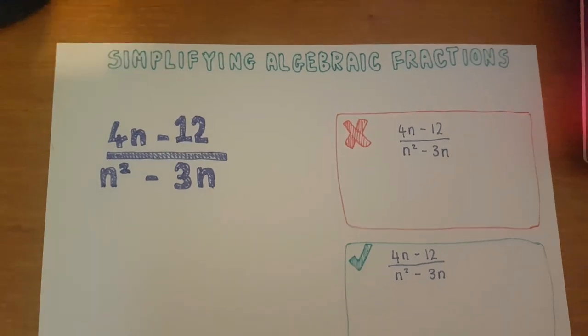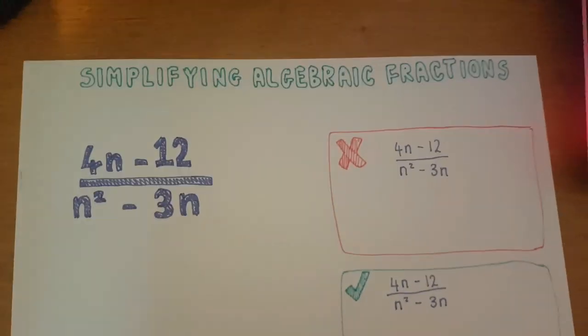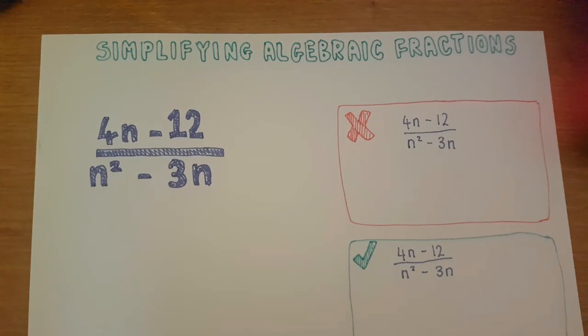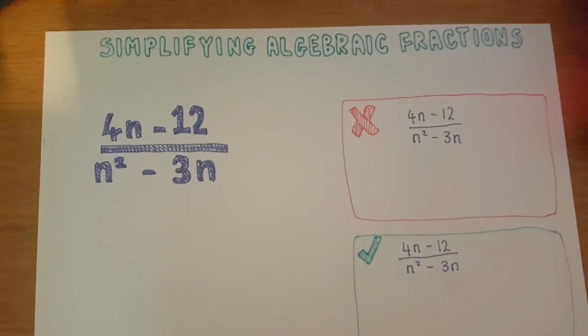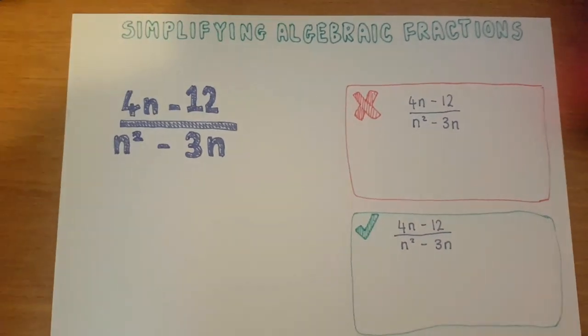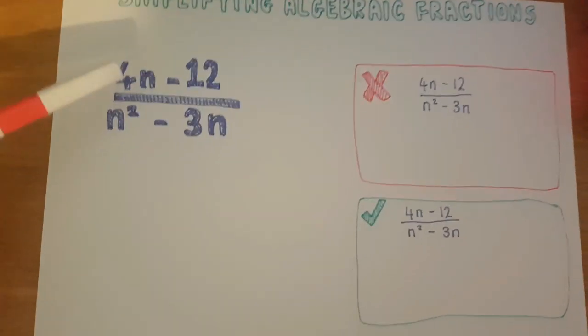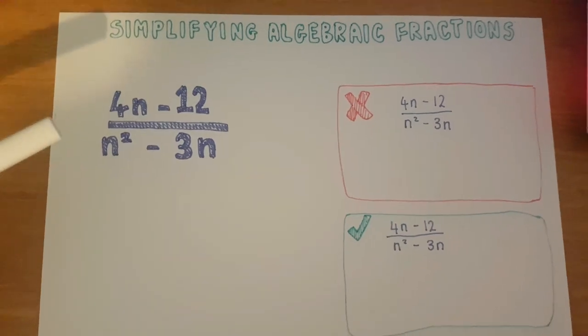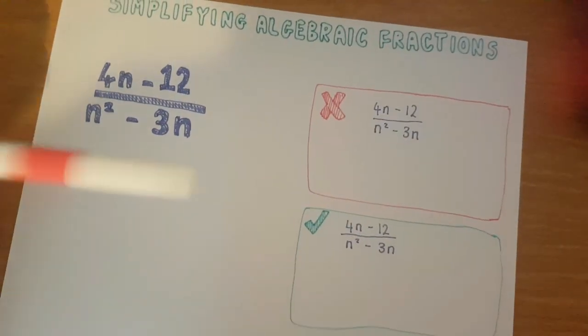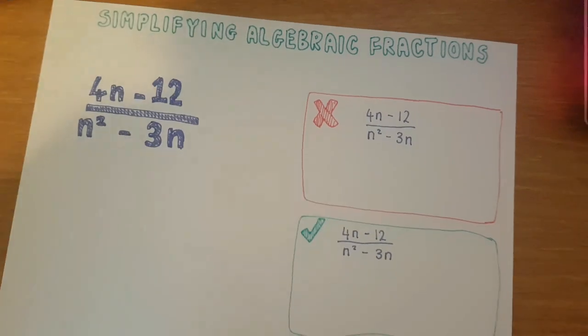So your starter today, Year 10, is to simplify algebraic fractions. Now this was something that I saw come up as a problem area, mostly just because you've forgotten the process of how we do this. So I have an algebraic fraction here, 4n minus 12 over n squared minus 3n, and I want to simplify this. Now I thought I'd show you the most common mistake in simplifying first.